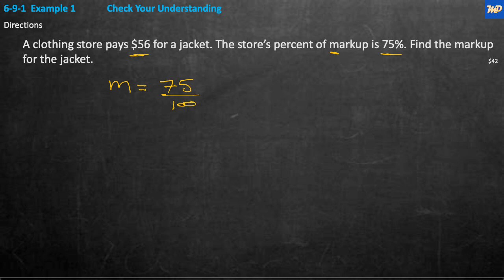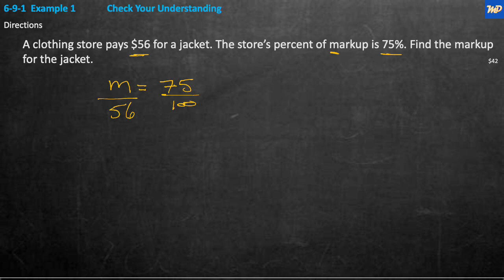Right there. M is 75% of what? Of the original price, $56. So M is 75% of 56. You can almost read it right here. Switch it around a little bit. And now let's do the math.